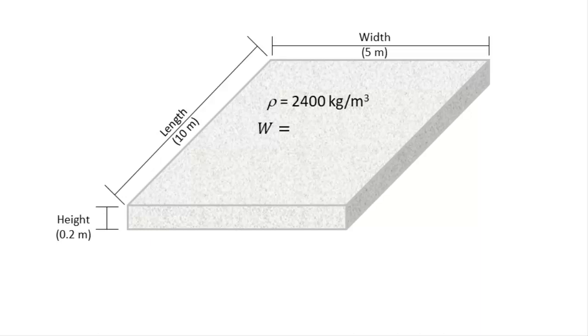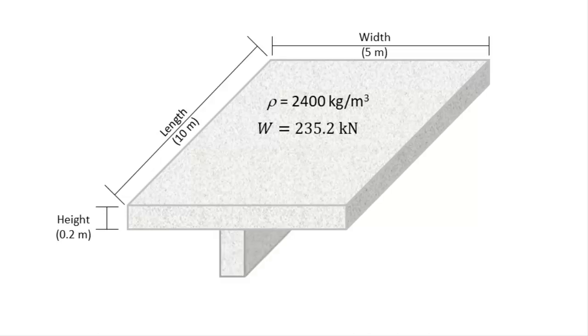The weight of the slab can be found by calculating the mass of the slab, which in turn is found by multiplying the density of the concrete with the volume of the slab, then multiplying the mass with the acceleration due to gravity, which is 9.8 meters per second squared. If you're unsure about how to do this, take a look at the introduction to loads video. So for this slab, its weight is 235,200 newtons, or rounded to 235 kilonewtons.